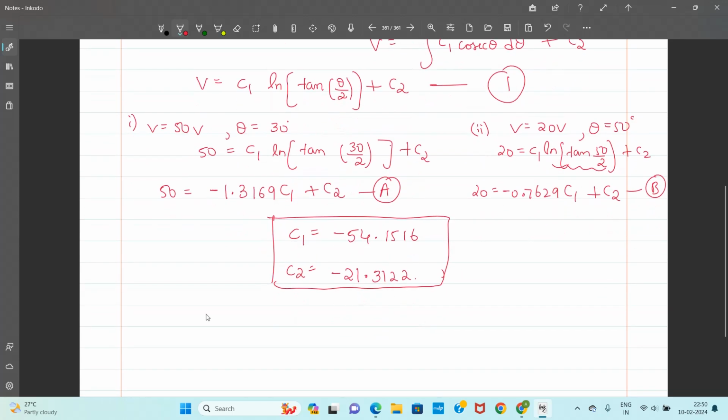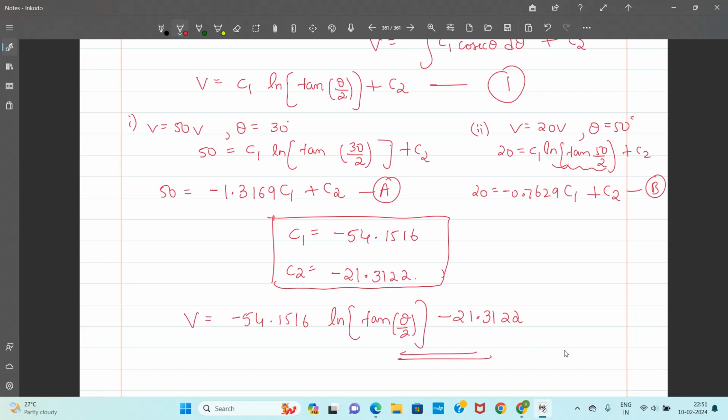So once you get the constants, your equation for potential will now be, instead of C1, it is minus 54.1516 in this. In the first equation, you have to substitute these two values. Ln of tan theta by 2 plus C2, which is minus 21.3122. So this is the equation you got for potential.